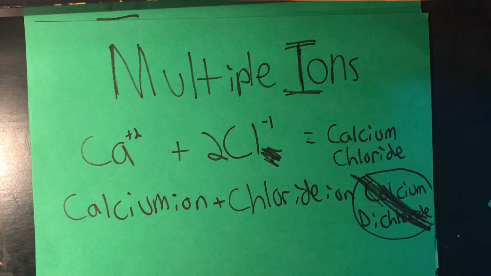Onto multiple ions, where it differentiates between covalent nomenclature and ionic nomenclature. In covalent nomenclature, you'd see a di in front of it because there would be two chlorides, and calcium dichloride, but because the charge implies that there will be two chlorides to meet the +2 calcium charge, you don't specify it, and it's just called calcium chloride.